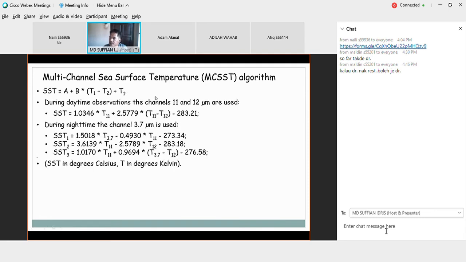So kalau kita tengok kat sini T1, T2, T1. Biasanya kalau during daytime dia pakai channel 11 dan 12. So T1 is channel 11 and T2 is channel 12. Dia bukan channel, tetapi wavelength, 11 micron and 12 micron. So kalau dia kata T11, that means wavelength 11 micron, and then T12 is 12 micron, and minus T1. Ini adalah dia punya coefficient.